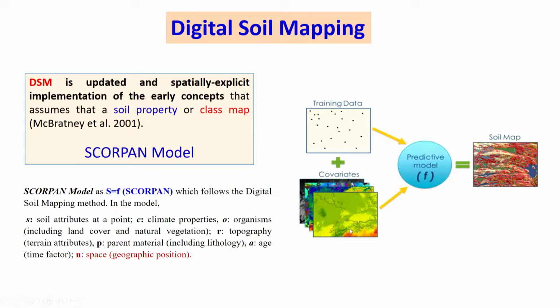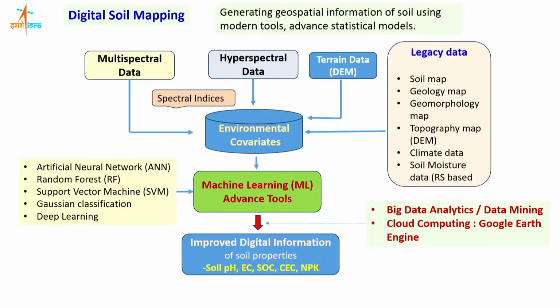So, these parameter maps, which are related to the soil forming factors, are considered as covariates. Then we take these maps and use statistical models, which we call predictive models, and then we are able to generate the soil map. So, I can give you a little more description.